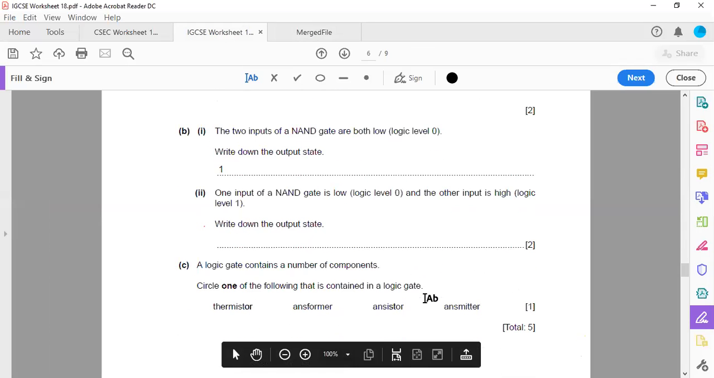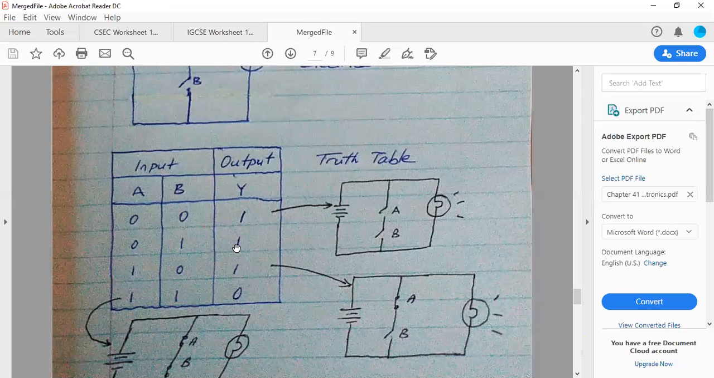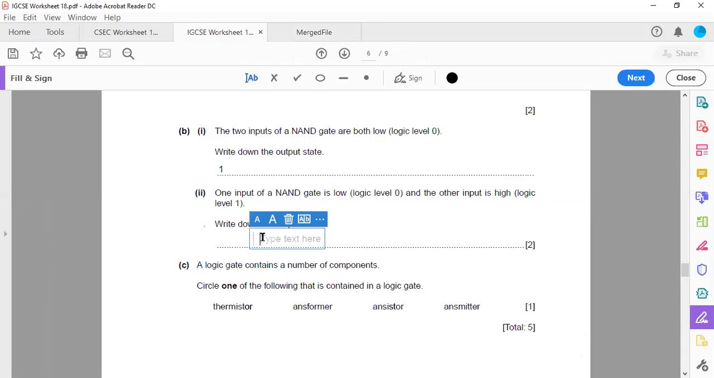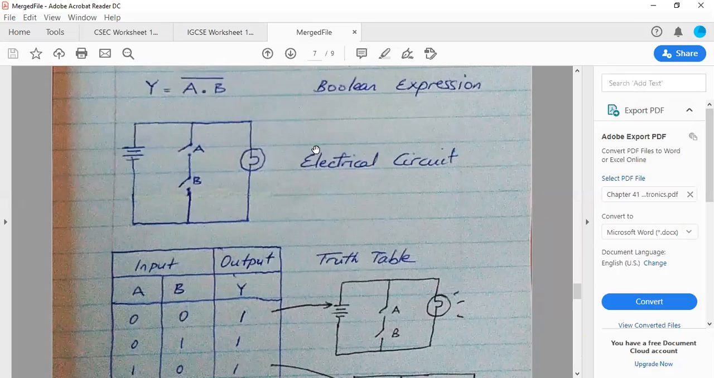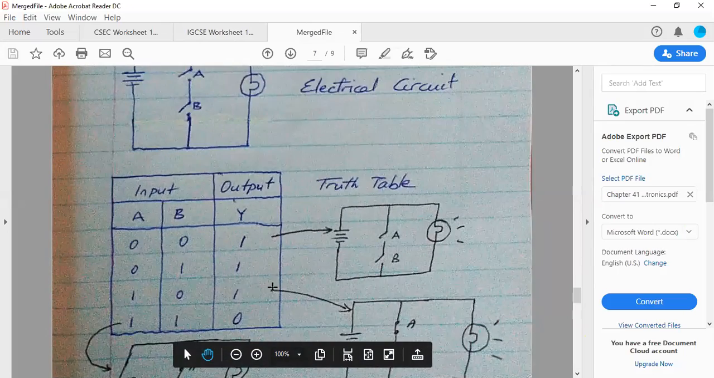Good. One input of the NAND gate is low and the other input is high. So a 0 and a 1. When it is 0 and a 1, the output is 1, or 1 and a 0, the output is 1. So your answer should be 1. This is for a NAND gate, right? It should be a 1.